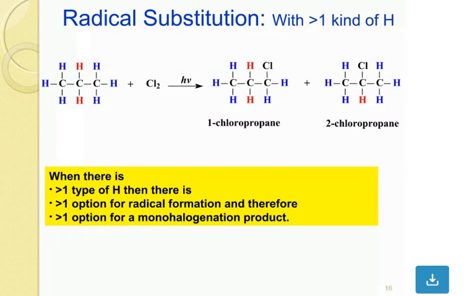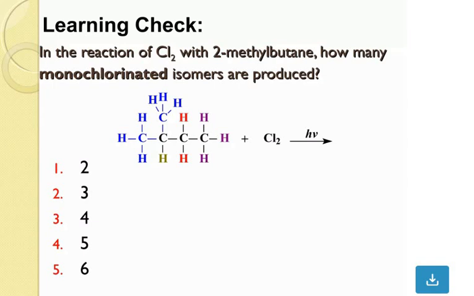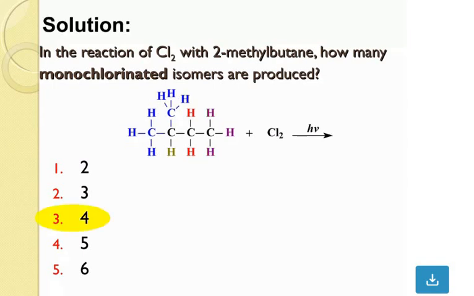Now, radical substitution with more than one kind of hydrogen. You have here one kind of hydrogen, and here two different types of hydrogen. So 1-chloropropane and 2-chloropropane. One is blue, another is red. When there is more than one type of hydrogen, there is more than one option for radical formation and therefore more than one option for the monohalogenation product. You can see, learning check. In the reaction of Cl2 with 2-methylbutane, how many monochlorinated isomers are produced? 4.